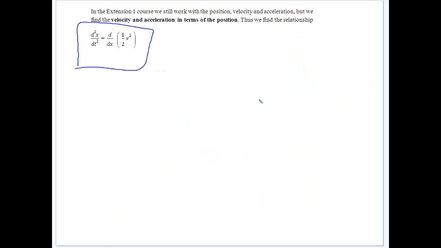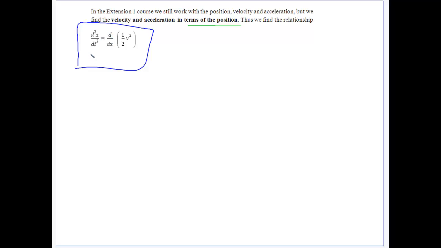And so what we want to do in the extension 1 is still work with position, velocity, and acceleration. We still want to do all that. We still want to use our position statements, our velocity statements, and acceleration. But what we want to do this time, which makes it a little bit different, is have our velocity and acceleration in terms of the position. So instead of having the acceleration in terms of t, we want acceleration in terms of x.